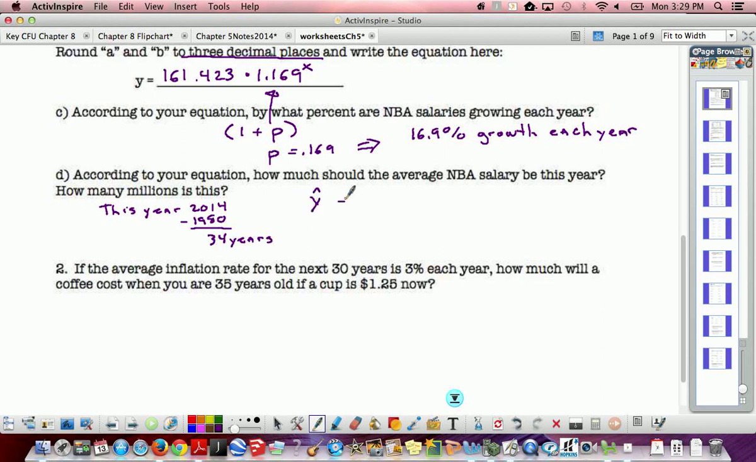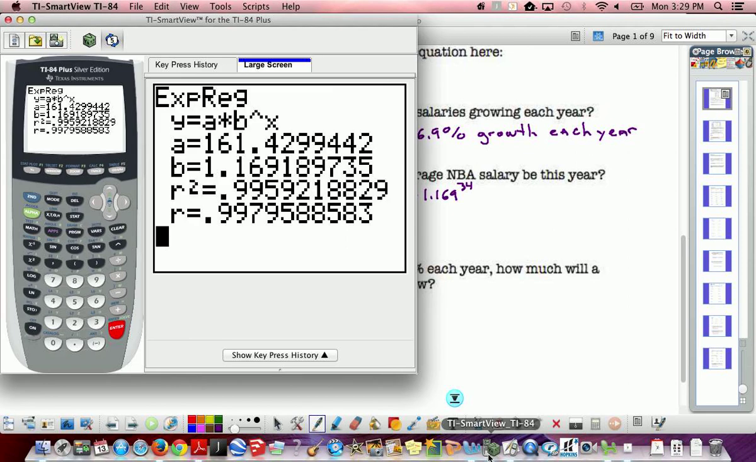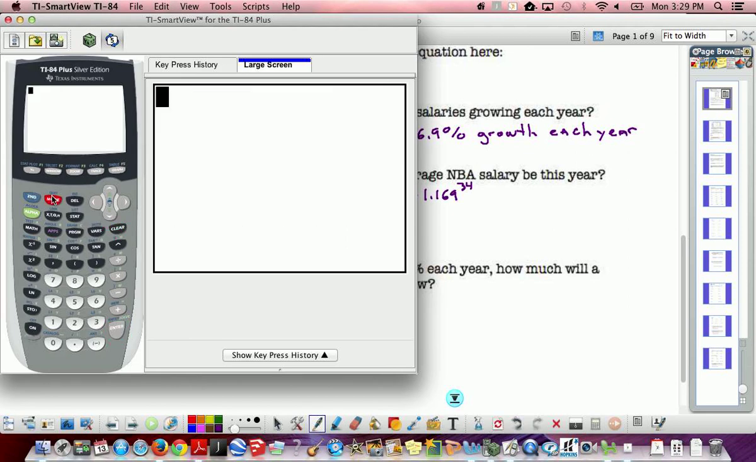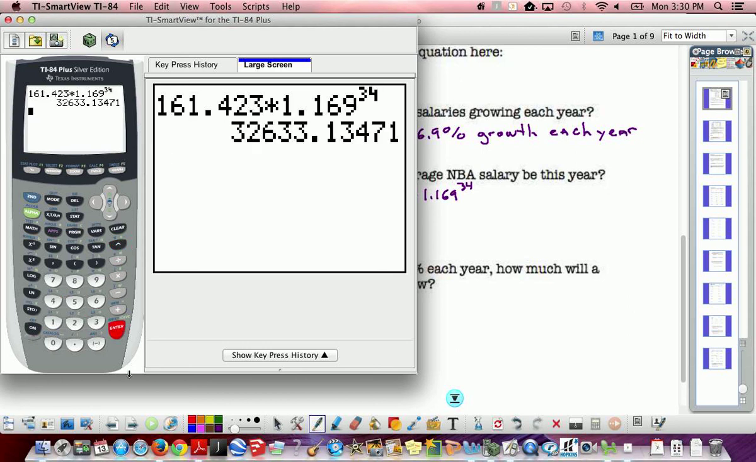So my predicted y value is going to be 161.423 times 1.169 raised to the 34th power. So what's nice about our technology tools these days is we can go ahead and plug that in. So I'm going to clear this out. So if I type that in, 161.423 times 1.169, and then I use my caret key, raised to the power of 34 million. I'm sorry, 34 years, my apologies.